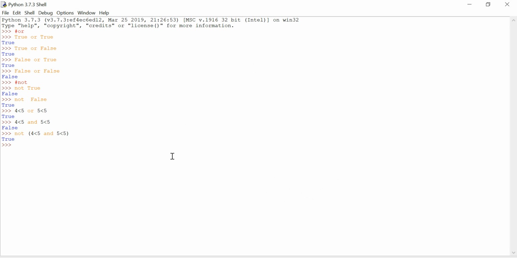So this was how we could combine the comparison operator and the logical operator to get to our answers.